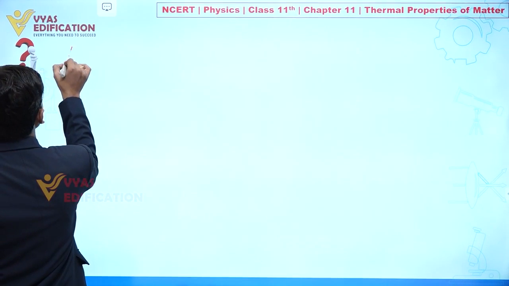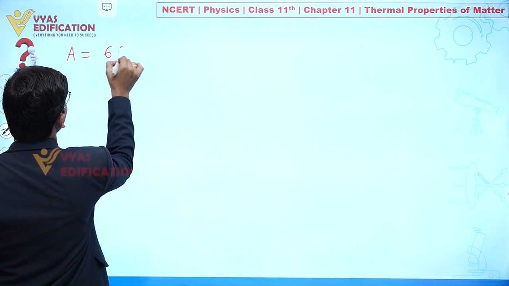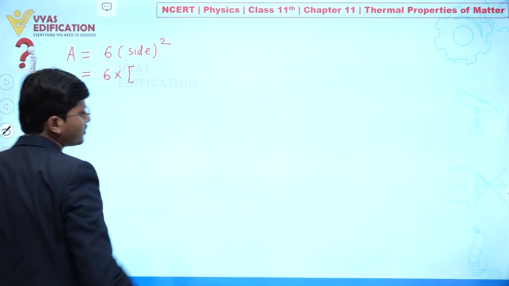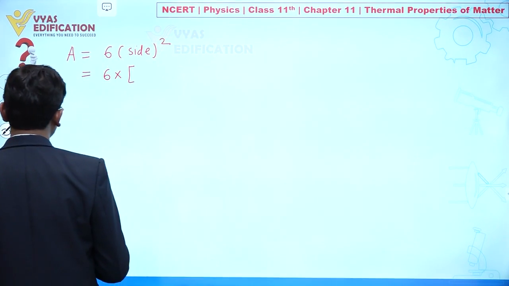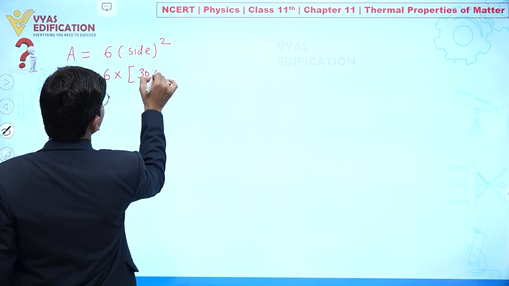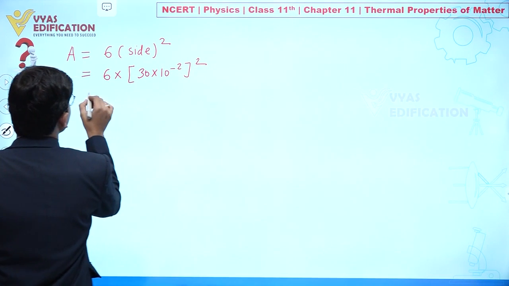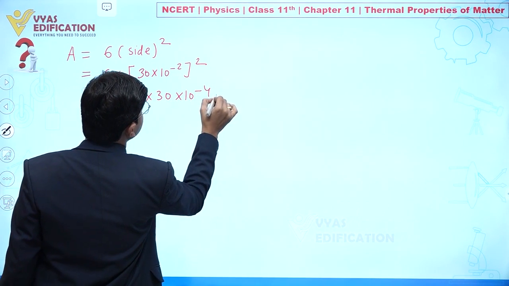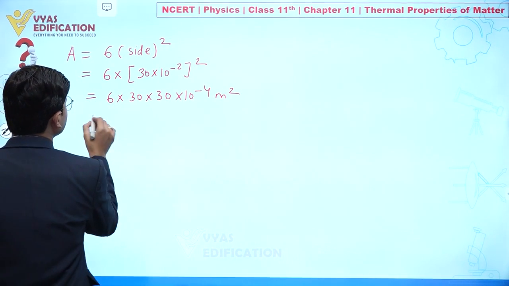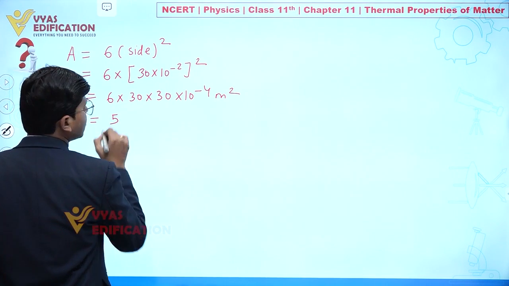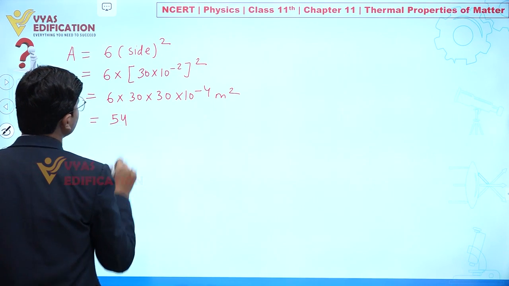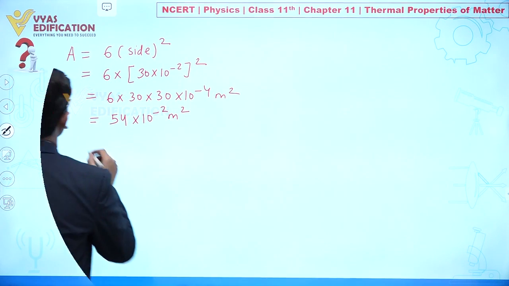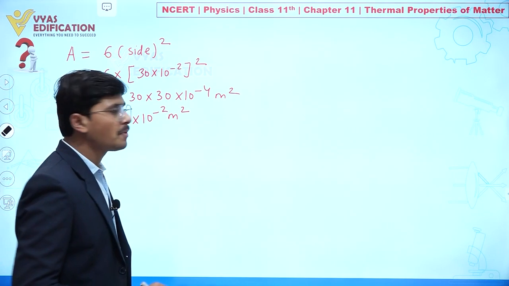First we calculate total area. So total area of this cube is given by 6 times side square. Side is given 30 centimeter, yes or no? So 30 into 10 to the power minus 2, whole square. So from here we can say 6 into 30 into 30 into 10 to the power minus 4, this is in meter square. So this is 9, and 9 multiply 6 is 54. So 54 into 10 to the power minus 2 meter square. So this is area. So A value equal to 54 into 10 to the power minus 2 meter square.